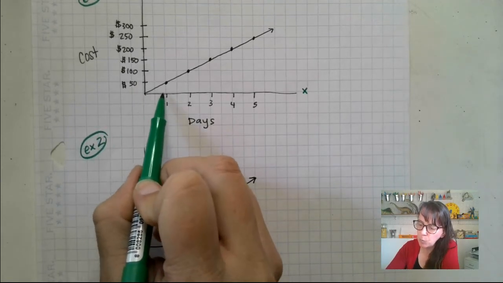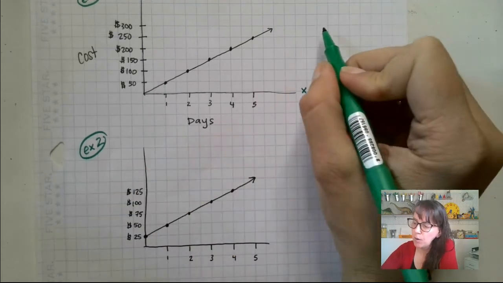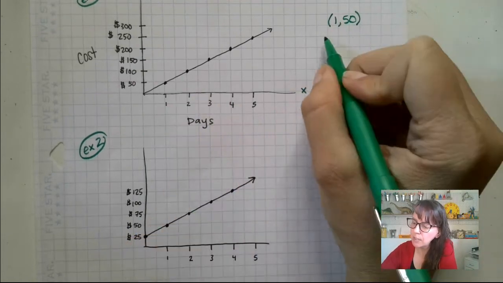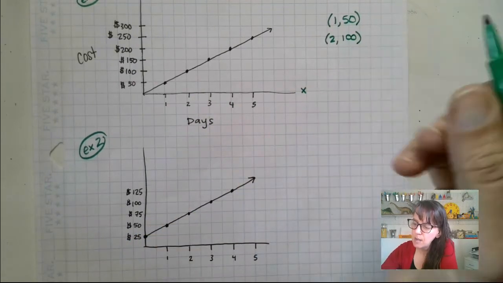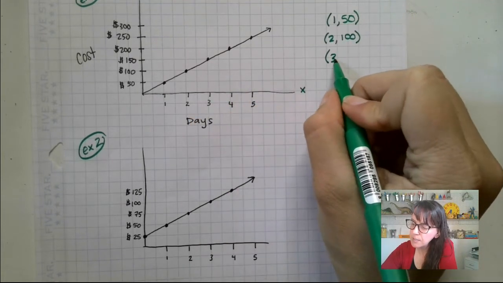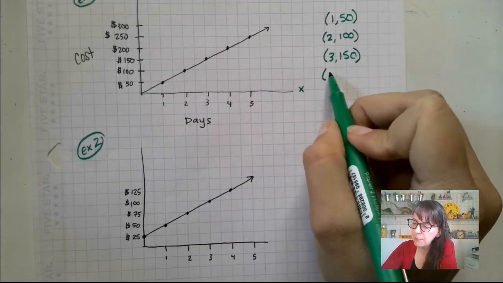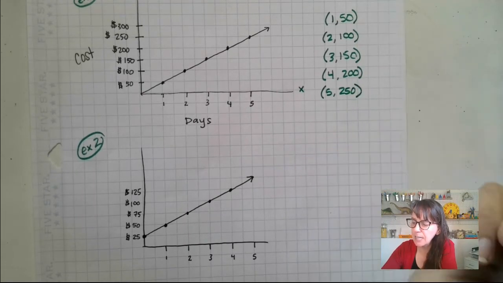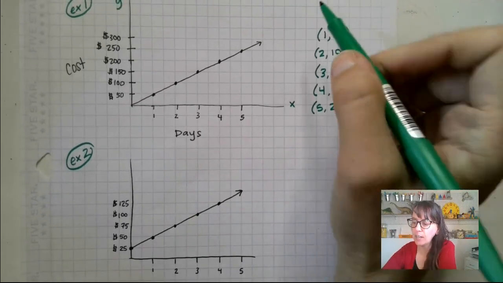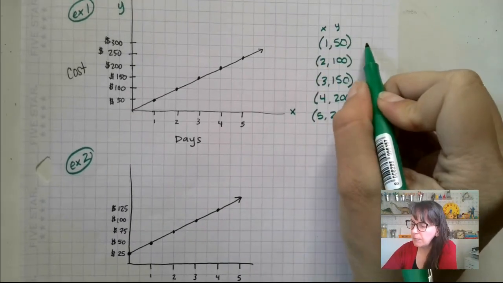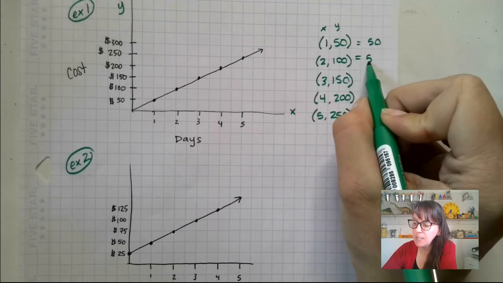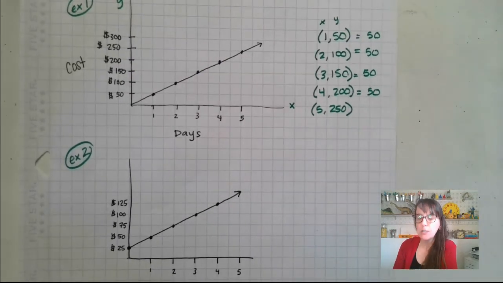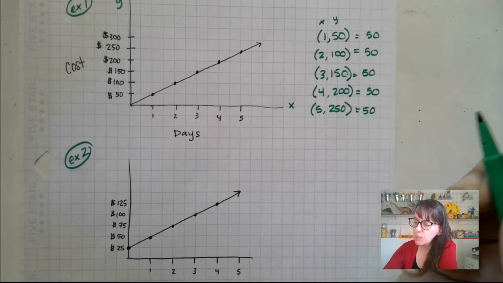For example, if we go over 1 day, it's $50. Let's try another one. 2 days is $100. 3 days is $150. And I bet you're starting to see a pattern here. 4 days is $200, and 5 days is $250. Now, in order for us to find that rate, we would take our y divided by our x, and we would get 50 on all of these. So it is $50 per day. So this one, yep, this is proportional.